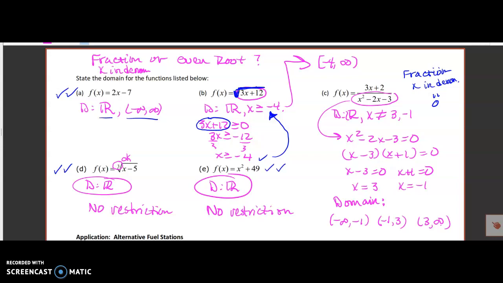This part right here shows me I'm excluding negative 1 because of the parentheses on both. This part right here shows I'm excluding the 3. Parentheses show I'm excluding it.